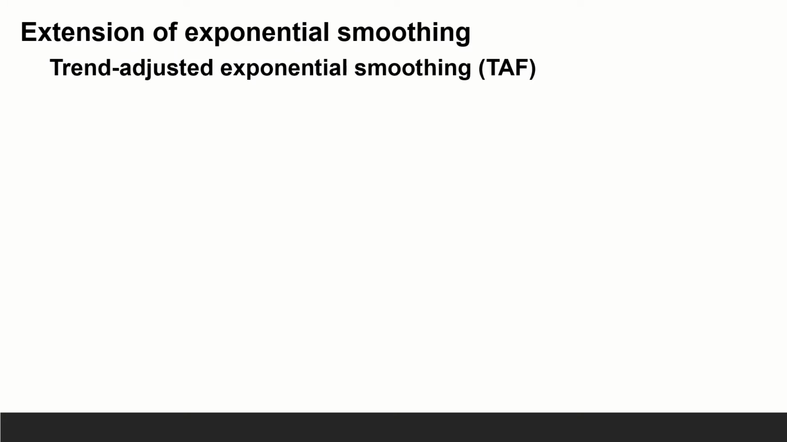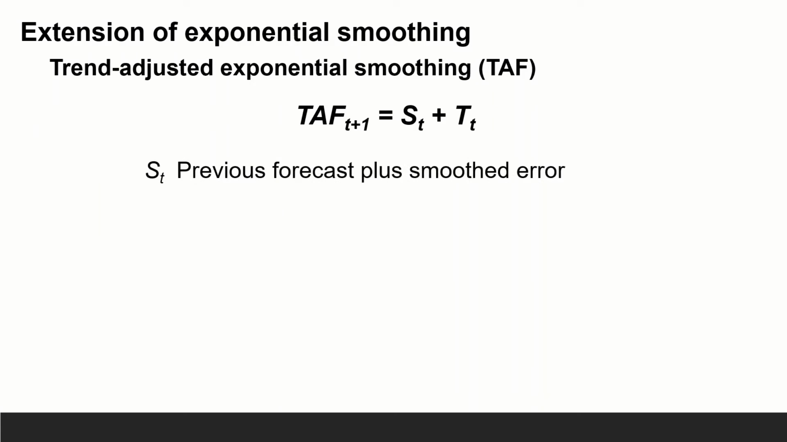If a series exhibits trend, and simple smoothing is used on it, the forecasts will all lag the trend. If the data are increasing, each forecast will be too low. If decreasing, each forecast will be too high. The trend-adjusted forecast or TAF is composed of two elements, a smoothed error and a trend factor. So, TAF t plus 1 equals St plus Dt, where St is the previous forecast plus smoothed error, and can be calculated by this equation.